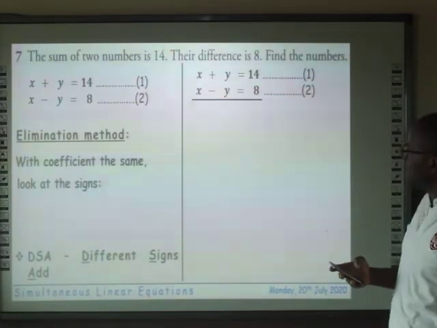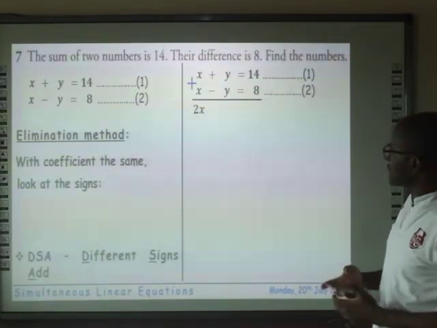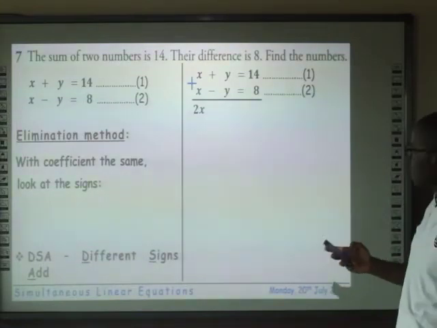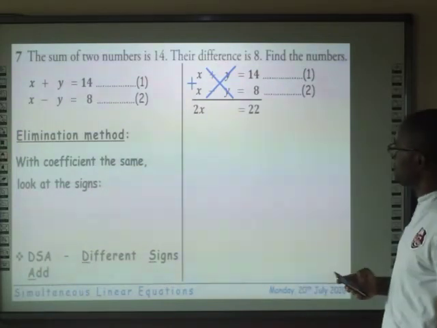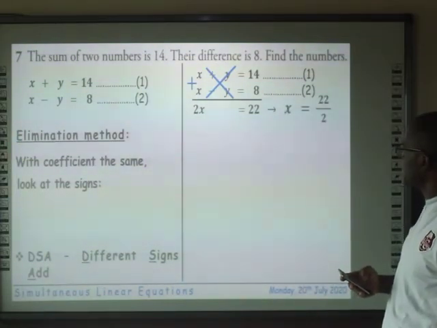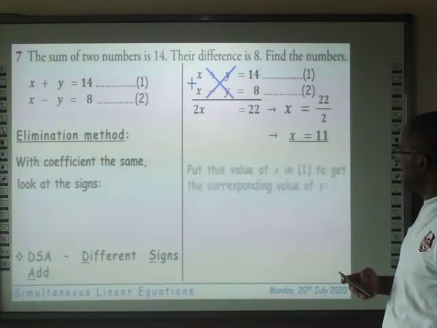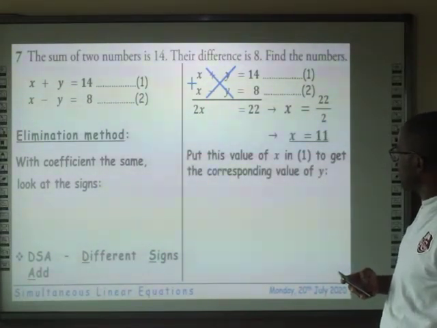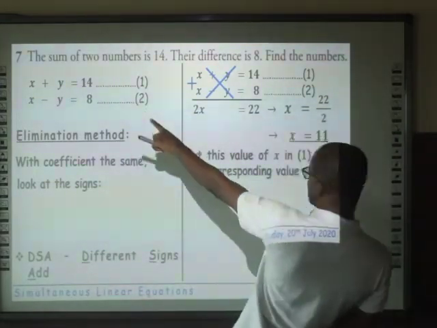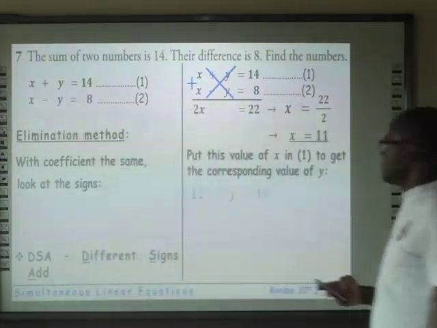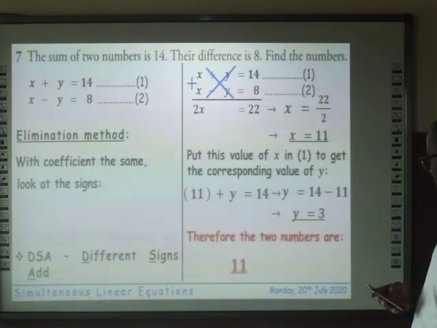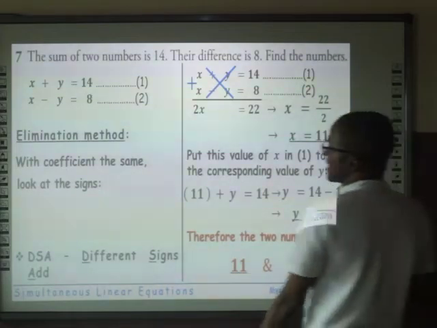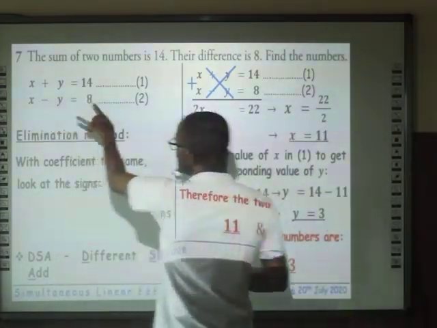When you add them together, x plus x gives you 2x, and then y goes, and 14 plus 8 is 22. 2x is equal to 22, therefore x is 11. I'm sure you all can see that. So we put this value of x in equation 1 to get the corresponding value of y. Anywhere you see x, you replace it with 11. So y is 14 minus 11, then y is 3. So the two numbers are 11 and 3. And of course you can check: 11 plus 3 gives you 14, 11 minus 3 gives you 8.